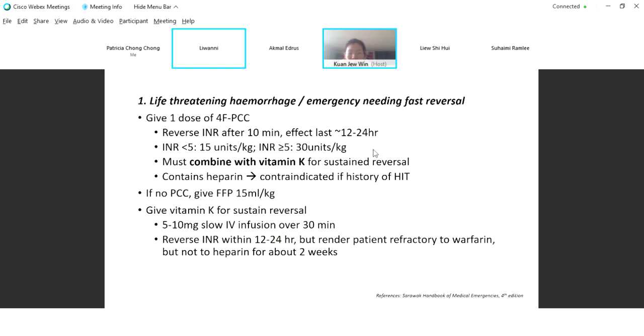And then the dosage will be 5 to 10 milligrams slow IV infusion over 30 minutes. It can usually reverse INR within 12 to 24 hours, which takes a longer time as compared to PCC, but it can render the patient refractory to warfarin, but not to heparin, for about 2 weeks.